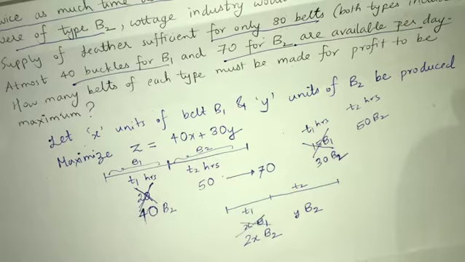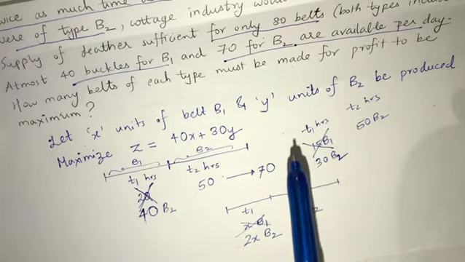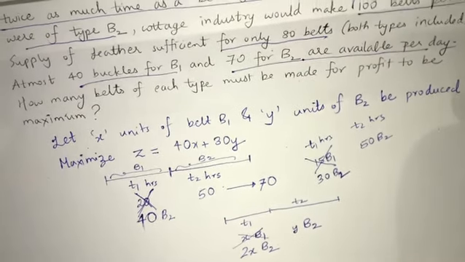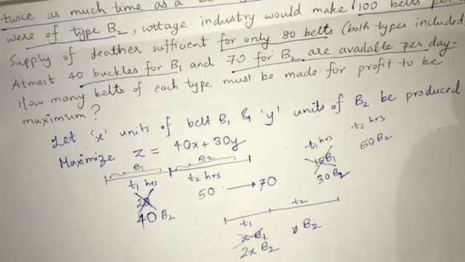So in the same time, if I make B2 belts, it will be whatever the value of x is, double. So if 20 belts were made earlier, now 40 will be made. If 15 belts were made, now 30 will be made. I don't know how many belts will be made, I have to find exactly that for maximum profit.